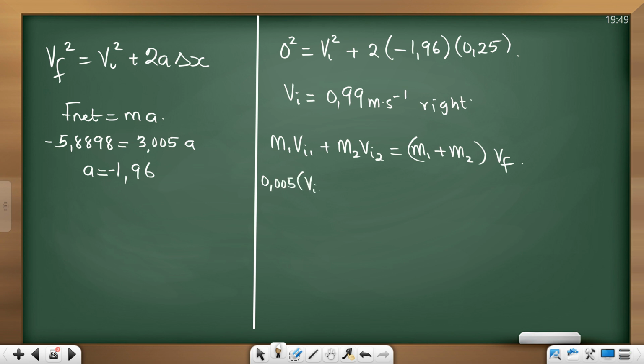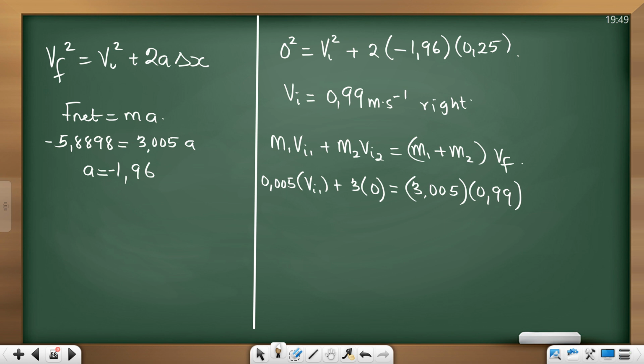0.005. Do we know the initial velocity? No. What is the mass of the block? 3. Do we know the initial velocity? 0. Do we know the mass added together? 0.05. How many zeros? 2. Now, what is the final velocity?